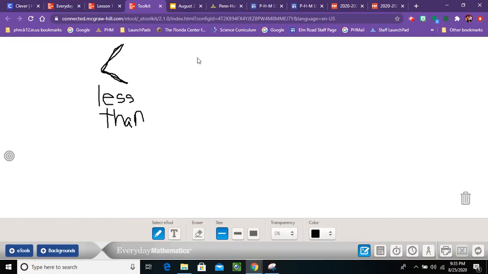Okay, this symbol, I know you've seen this before. This is called equals. Can you say that with me? Equals. That means that both numbers are the same. And this symbol means greater than. Can you say that with me? Greater than.